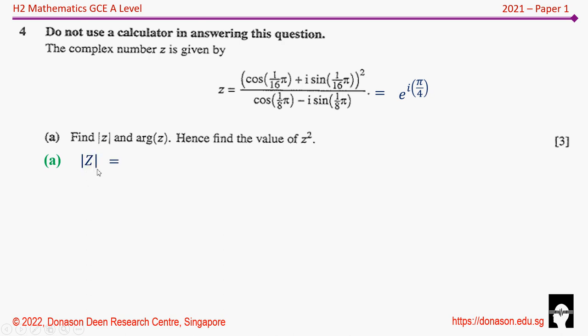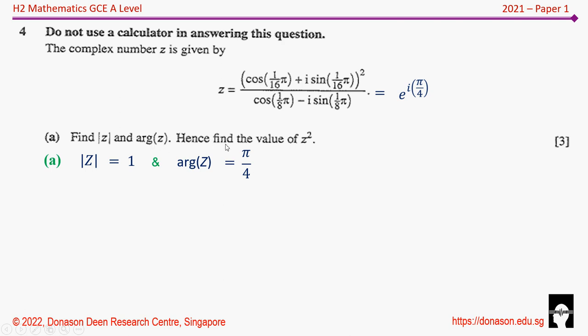So what will be the modulus of this number? Of course, the modulus of this is simply 1, because in front of i there is no coefficient, so the modulus is 1, and the argument of z is simply pi over 4. So there we have the first part, the modulus of z and the argument of z.